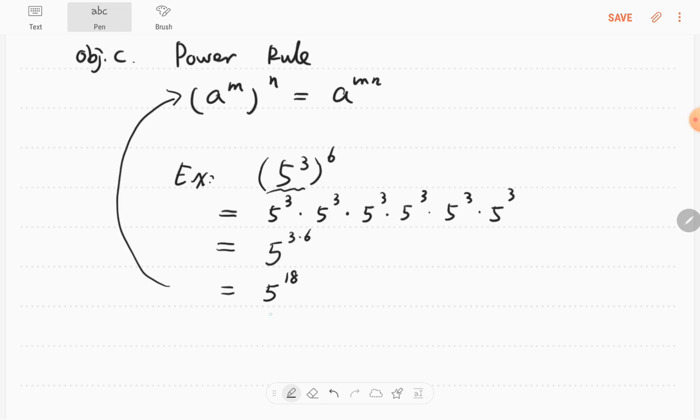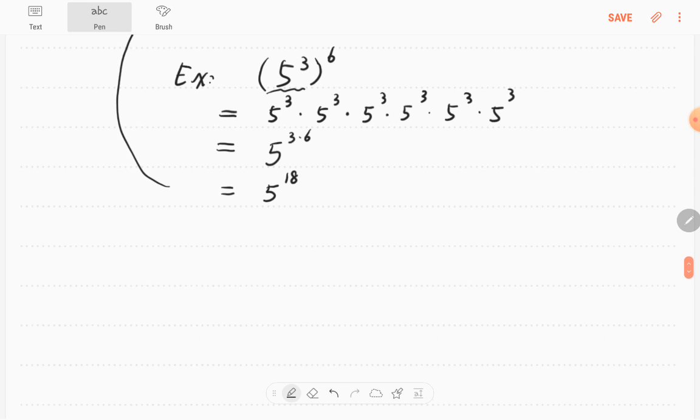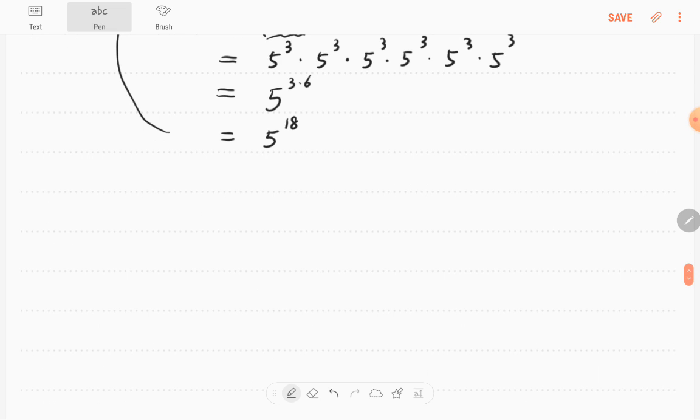So if you understand this one, now you should know that this is actually our power rule. So you should memorize this form. You have the exponent in the parenthesis, and you also have the exponent outside the parenthesis. Just write down the base, then find the product of the 2 exponents.